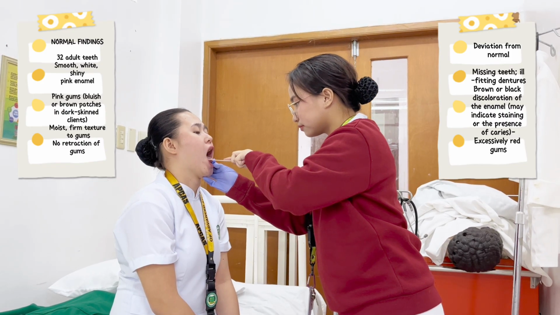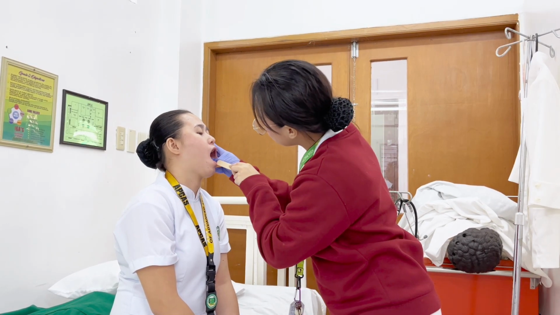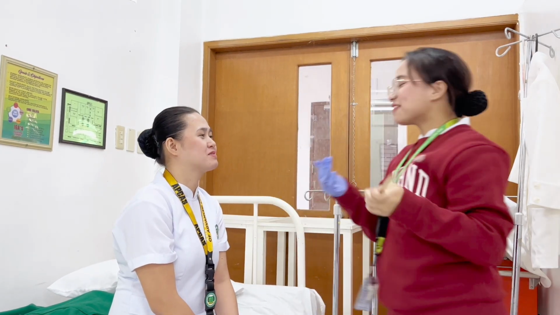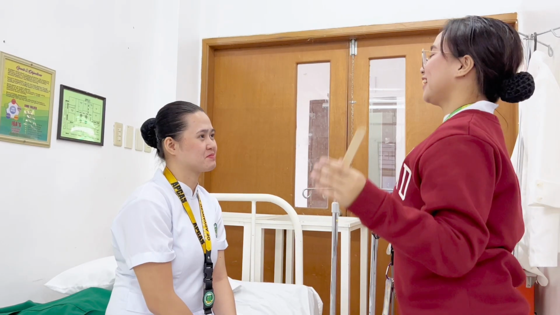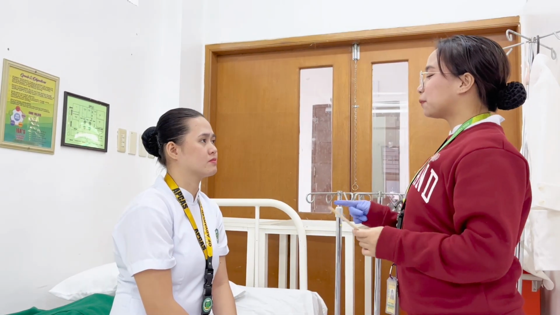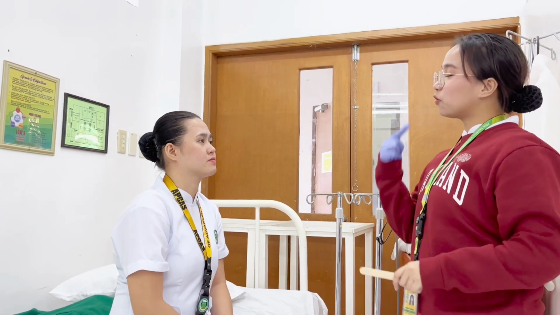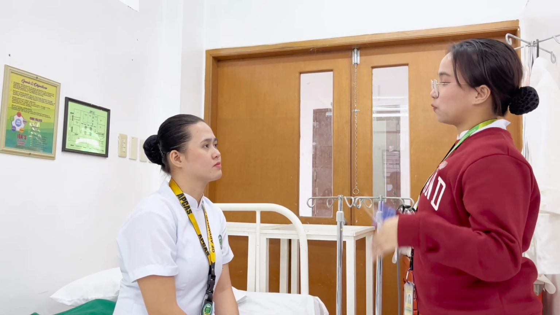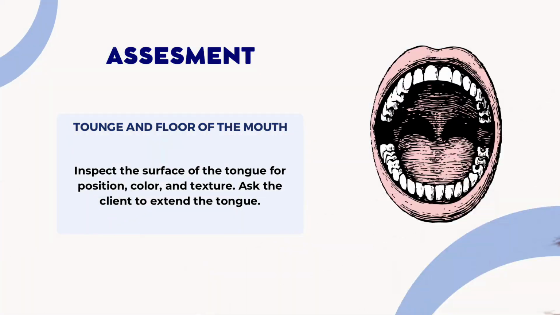Observe the number of teeth, tooth color, and the state of fillings, dental caries, and tartar along the base of the teeth. Inspect the gums, observe for bleeding, color, and retraction. The client has complete teeth, smooth, white, shiny tooth enamel, and pink gums, moist, firm texture of gums, and no retraction of gums. Inspect the surface of the tongue for position, color, and texture.